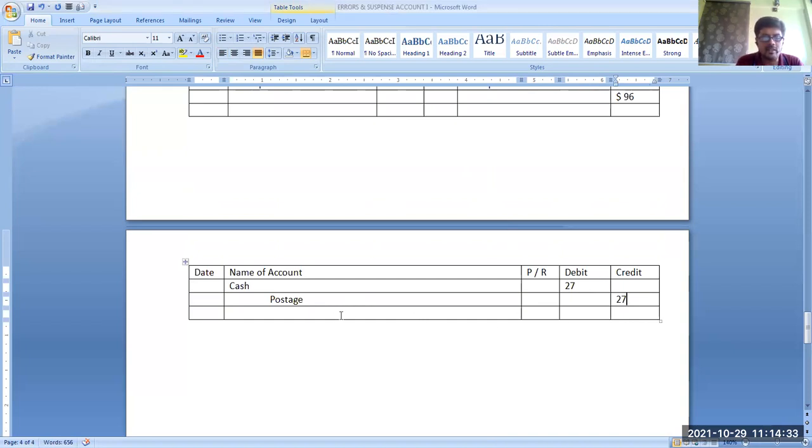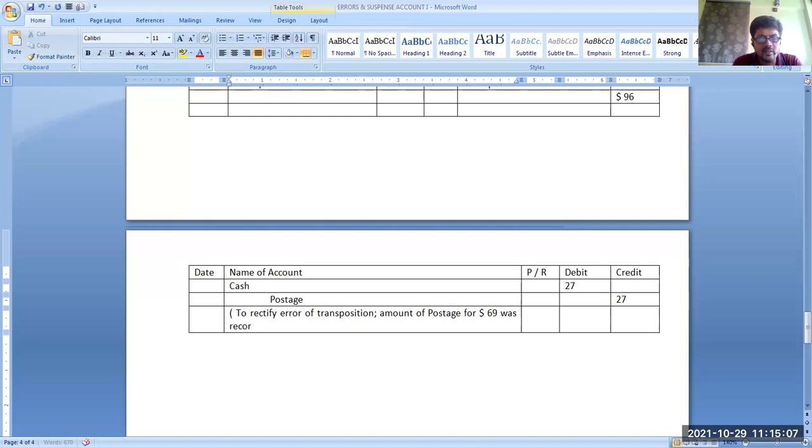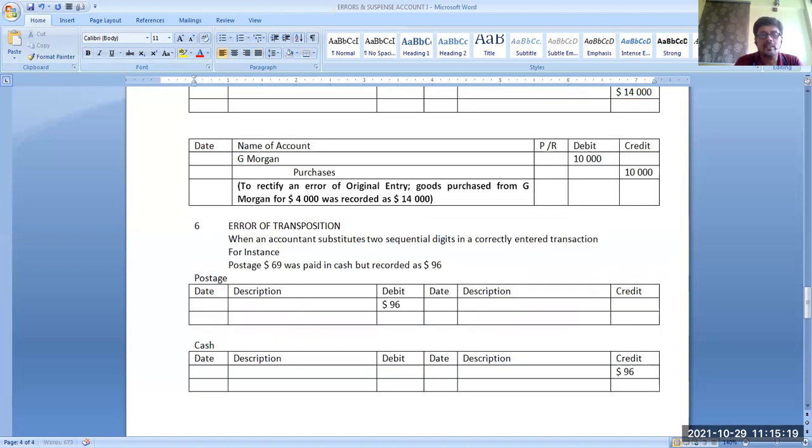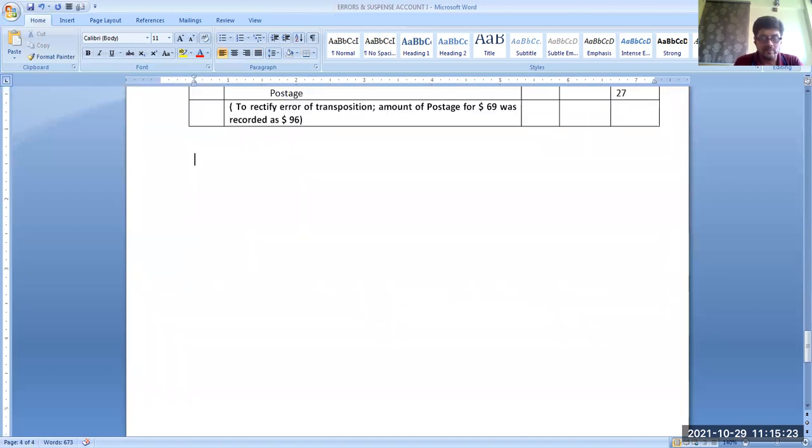Okay. Now, direction: to rectify error of transposition, amount of postage for $69 was recorded as $96. Done. This is the direction. Okay. Getting my point clear? Now, error number 7 is compensating error.